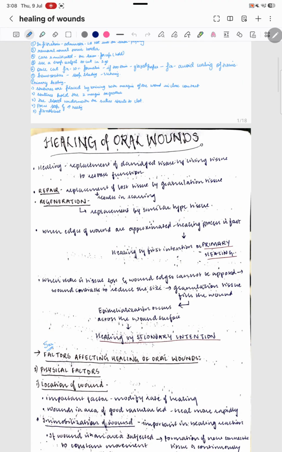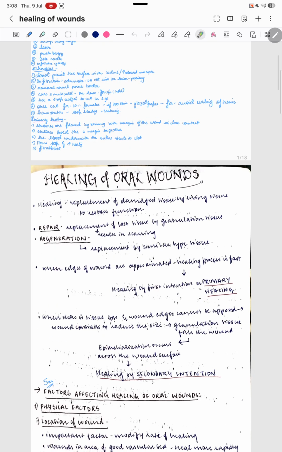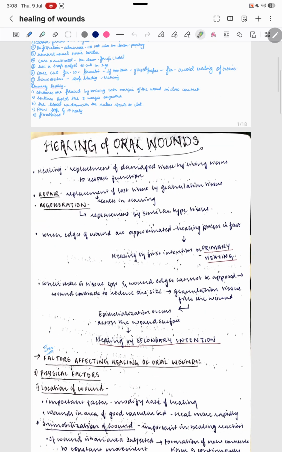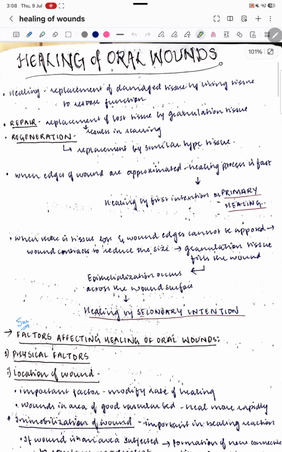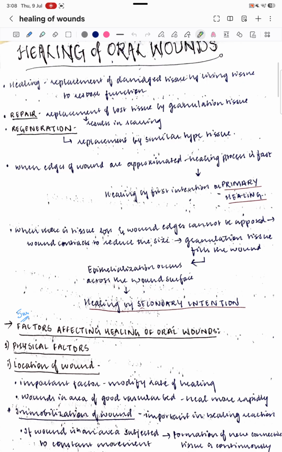So starting with healing of oral wounds. Firstly, what is healing? We will discuss. Healing is replacement of damaged tissue. So we are replacing the damaged tissue by living tissue, to restore what? Form and function. To restore form and function, we are replacing the damaged tissue by a living tissue.